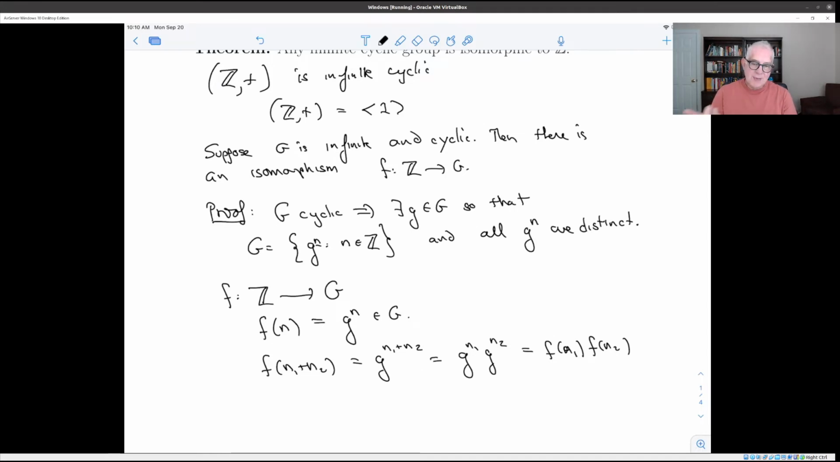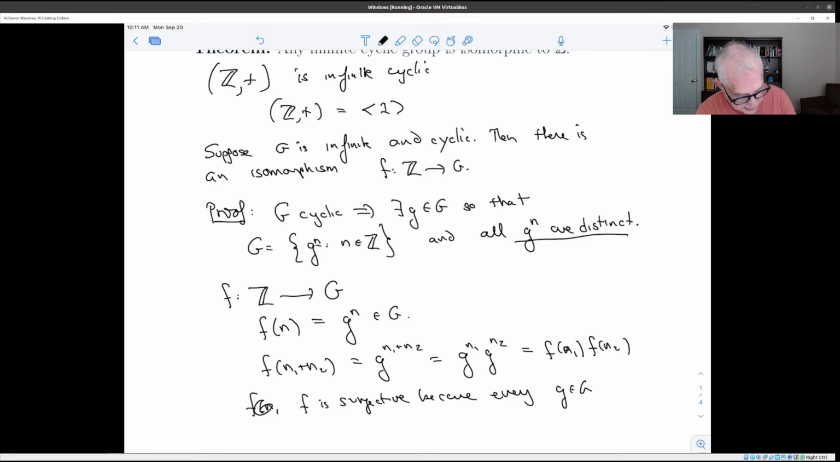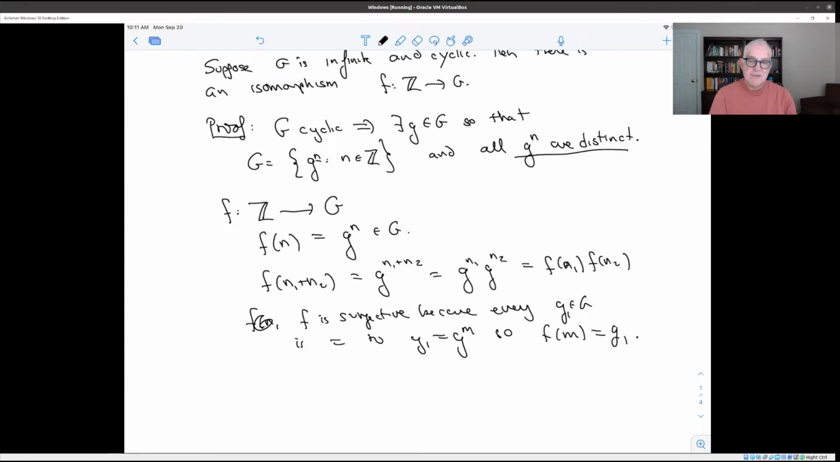So that's one property. The other property we need to check is that this is actually bijective, but that's where we use the fact that the group is infinite cyclic. How do we show, first of all, that it's surjective? F is surjective because every element of G, let's call it g1 in G, is equal to some power of g, so f of m is g1. The fact that G is cyclic means every element is a power of g, and therefore if we have an element and we want to get it using this map, we take the power.